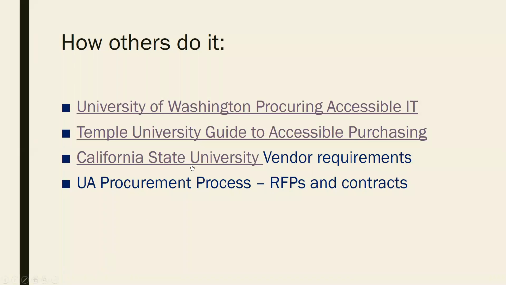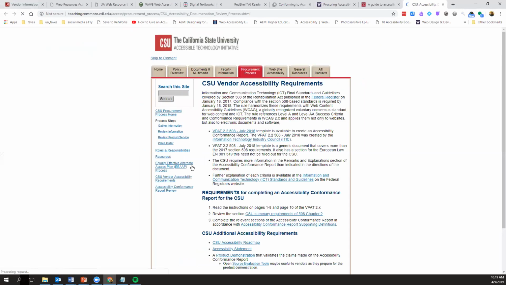Rachel also shared a webpage from the California State University Accessible Technology Initiative that articulates requirements that are provided to vendors. So this is what CSU tells vendors: these are our requirements for you.